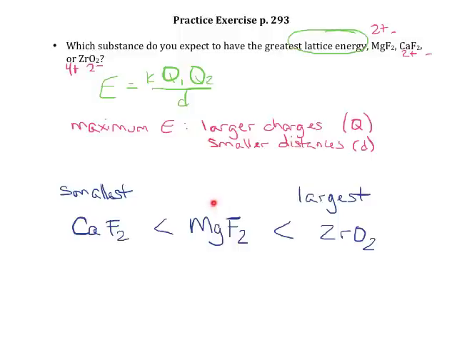Again, we compared these two based on their distances because the charge was the same, and we knew that this was the largest because it had the larger charges, a +4 and a -2. So whenever you think about greater lattice energies, you have to think about 2 things. You want to maximize the charges, and you want to minimize the distances. And we think about distances in terms of atomic radius.